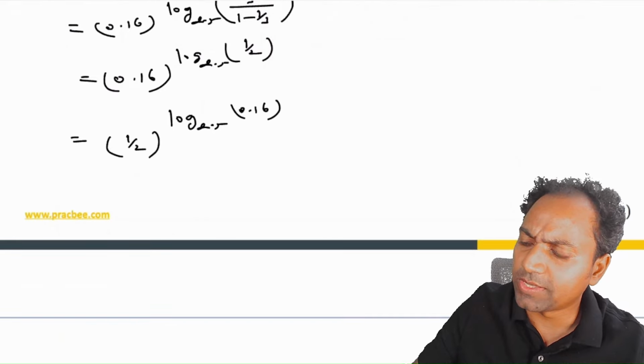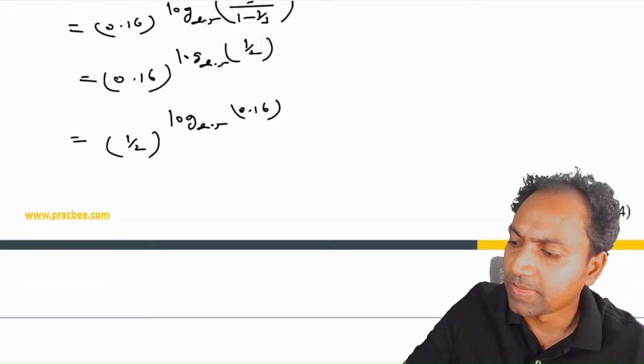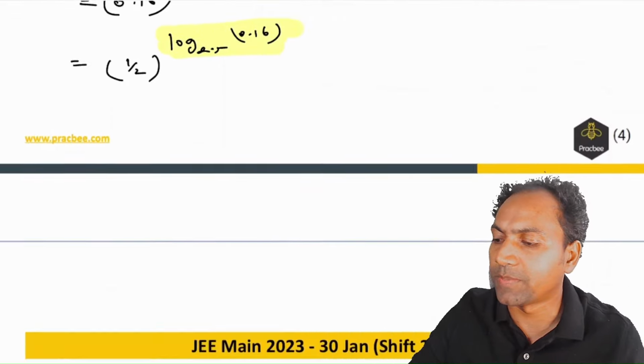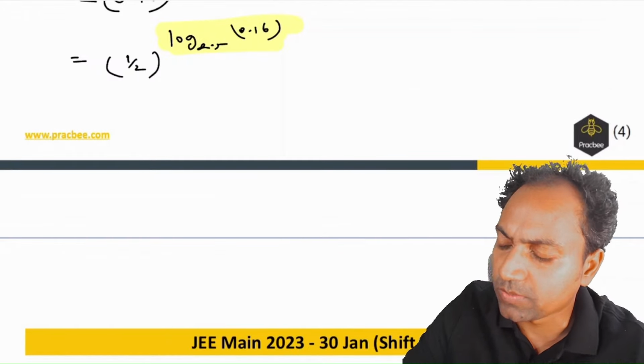Now, why are we doing this? Because now let us focus on this part of the problem. Okay, that is log, because now we are going to use properties of log. We have already used one. We are using it more.